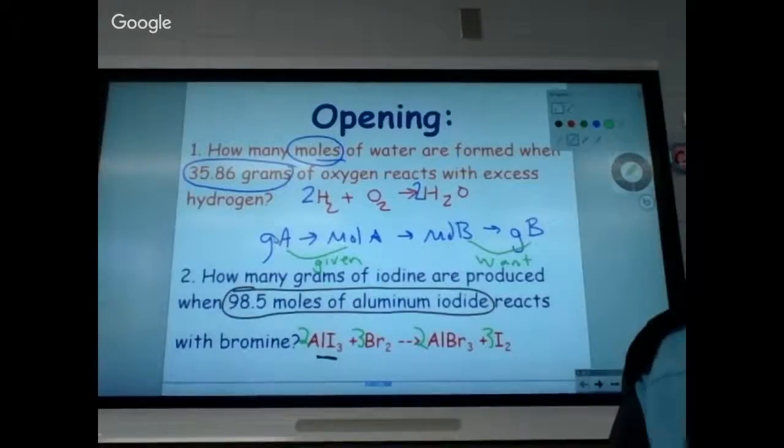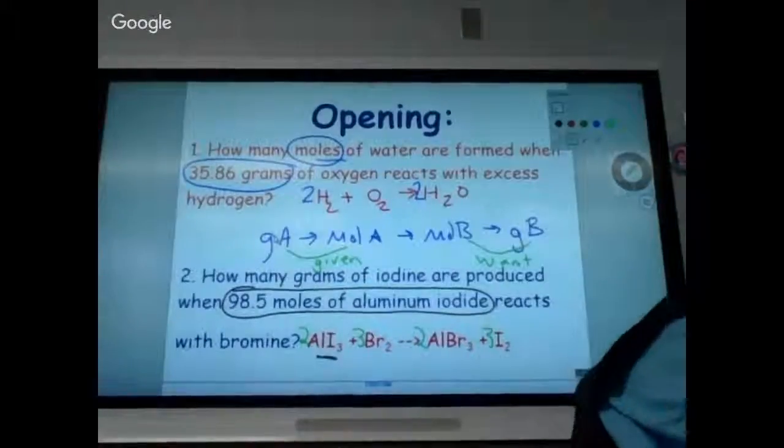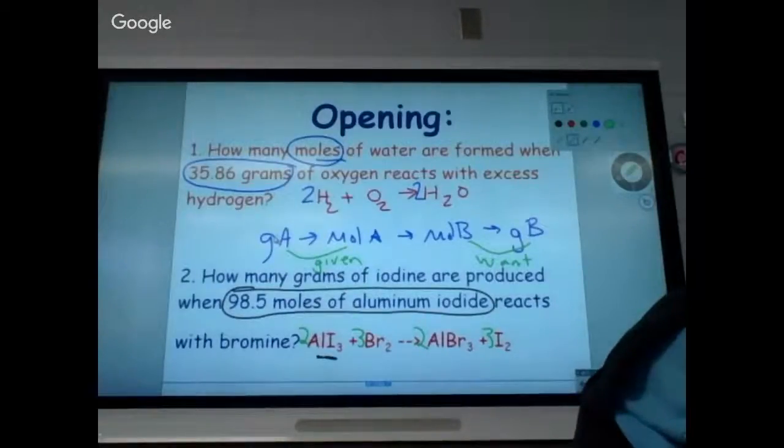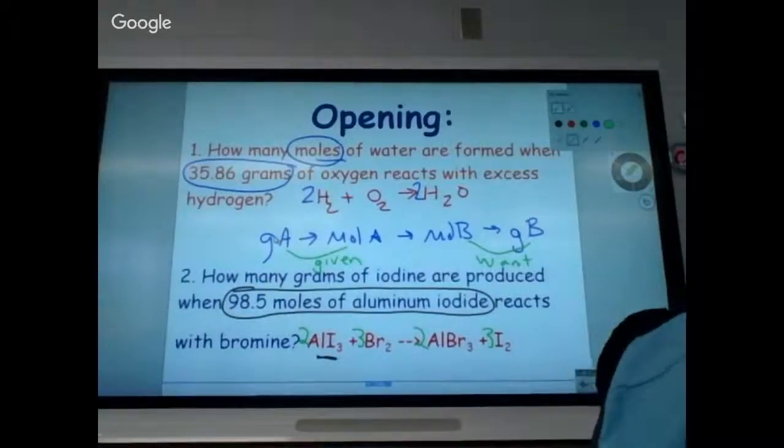What were the numbers on top? 45.21 on the top, 537.8, and then 2 and 1 on the bottom. We're going for moles. Yeah, you're going from moles to grams. No. Oh, never mind. I went to grams. I'm telling you, I do need to get it together.